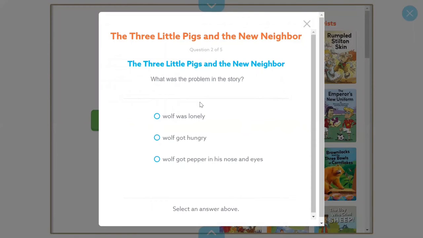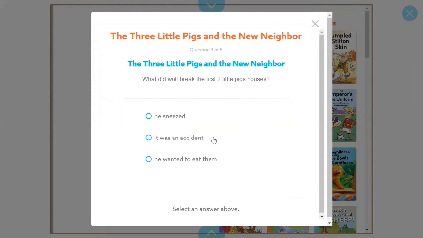What was the problem in the story? What was wrong? Something needed to be fixed. What was that problem? Wolf was lonely, wolf got hungry, or wolf got pepper in his nose and eyes? Good, wolf got pepper in his nose and eyes. Remember, he was going over asking for water so he could breathe better, get some water down his throat, maybe wash out his eyes.